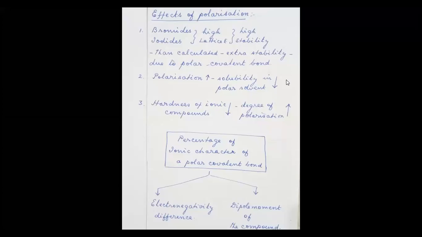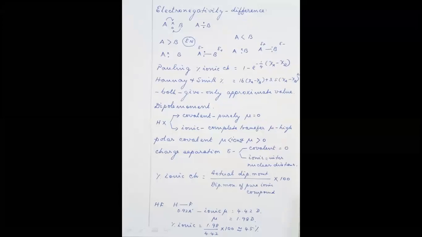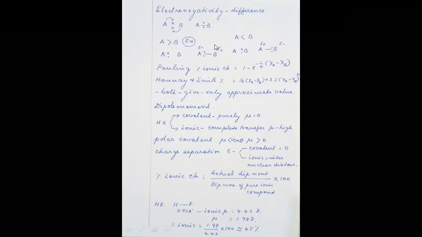And the next important point is the percentage of ionic character of a polar covalent bond. Each covalent bond has a certain amount of ionic character. So the percentage of ionic character depends upon two important factors. One is electronegativity difference and the other one is the dipole moment of the compound. What is this electronegativity difference? Look here, if at all electronegativity difference is not there, then the bond is purely covalent. The electrons are at the center.